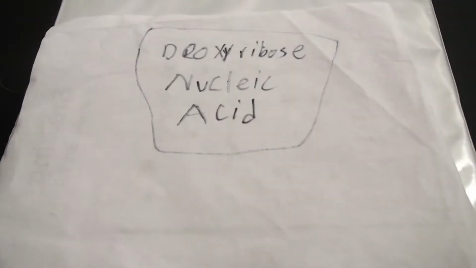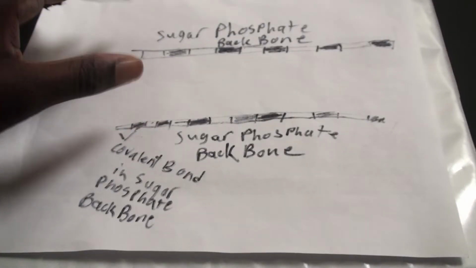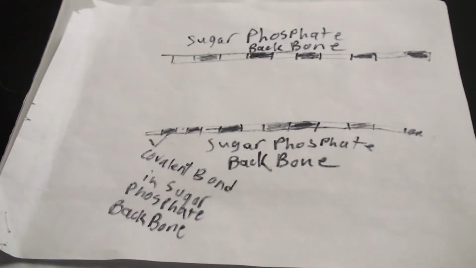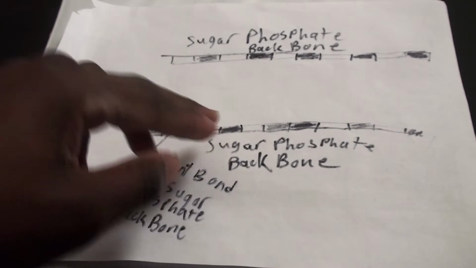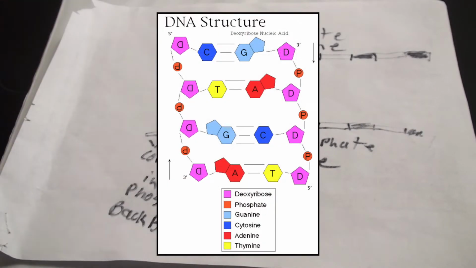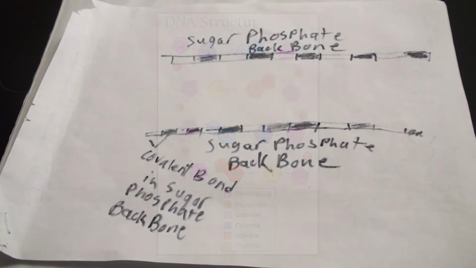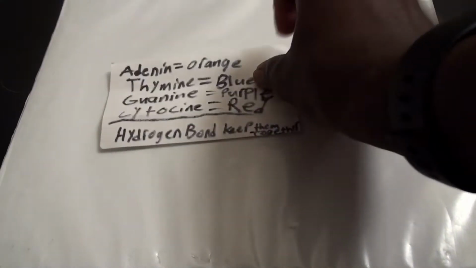Yes. In fact, DNA stands for deoxyribose nucleic acid, and this right here is just our sugar phosphate backbone. Our sugar phosphate backbone is actually made of, it's not really sugar, it's what we call deoxyribose, and then you have phosphate. We have 4 different nitrogenous bases right here.